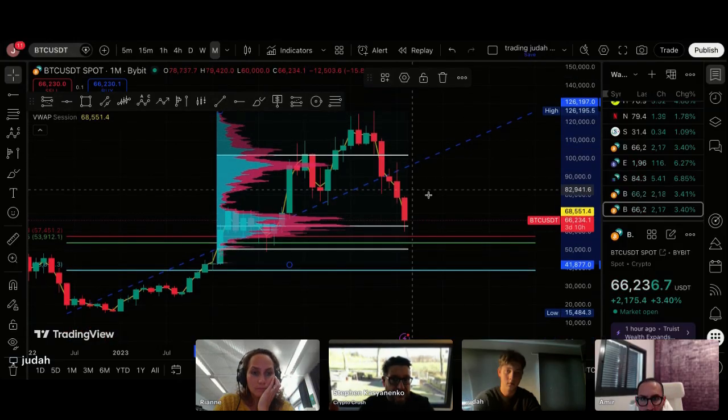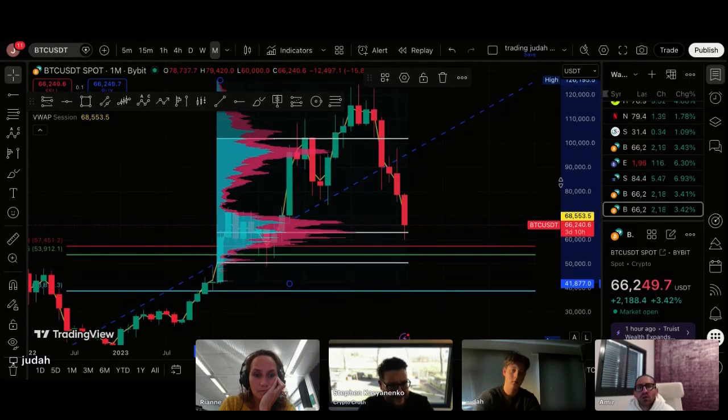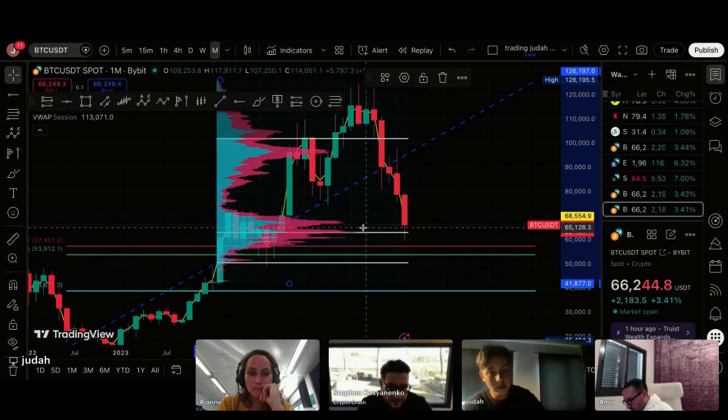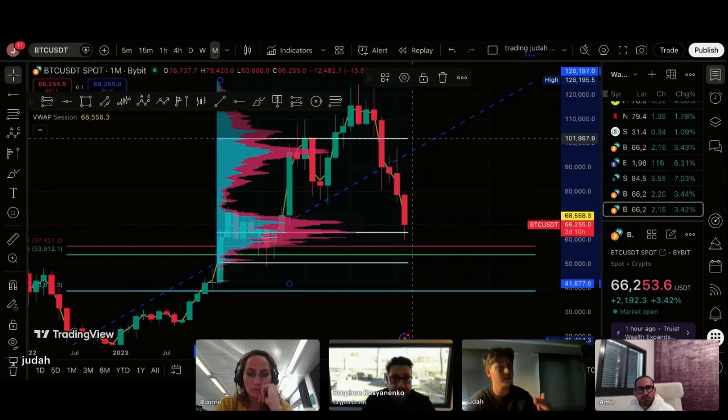How do point of control and fair market value play along with each other? Are they kind of the same thing, similar? Well, the POC is actually considered a fair Bitcoin price. So if you go to 100, 101,000, that's considered expensive for Bitcoin. That's the top of the fixed range, the value area high. It's called the value area high. Bitcoin is high and people find it expensive.